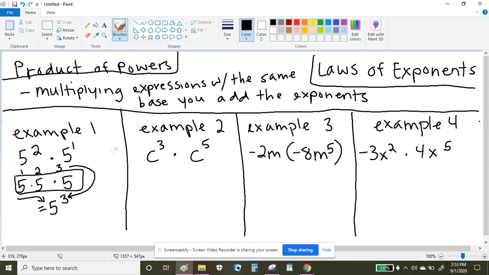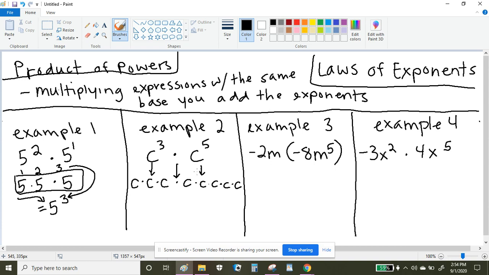So if we look at this next example here, we have a variable now, a letter that represents a number. That's what our variable is. And this is saying that this expression is being multiplied by this one. So this base and this exponent tell me that I have c times c times c. I'm going to keep this. And then now this one is telling me that I have c times c times c times c times c.